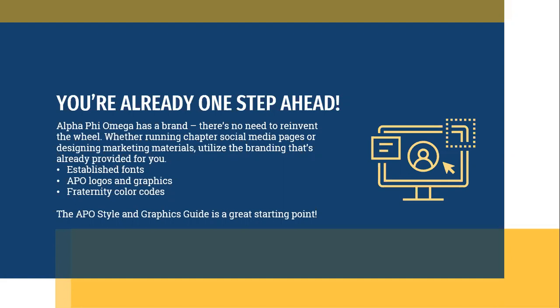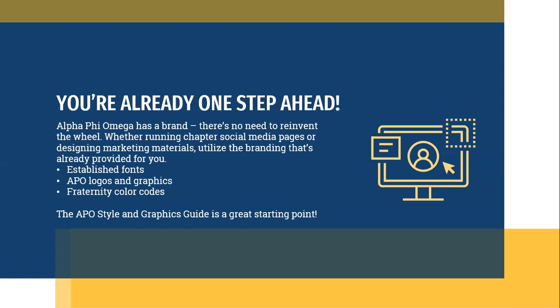So, whether you're creating a social media page or expanding the page you already have, designing marketing materials like brochures and such, utilize the branding that's already provided to you. APO has something called the Style and Graphics Guide. That's an awesome starting point and gives you the names of fonts that we use in our publications, the logos, the graphics, how to use them, when to use them, and even the color codes.